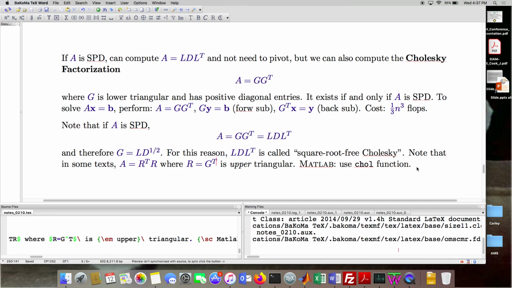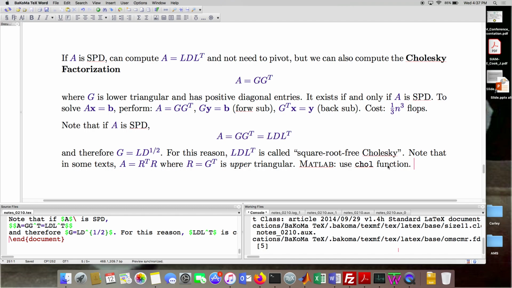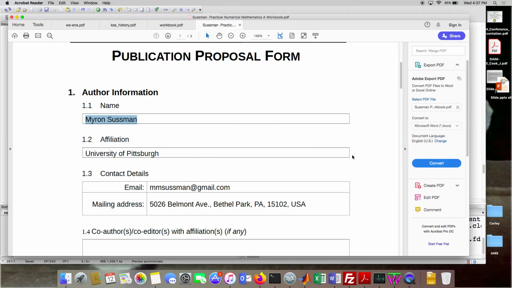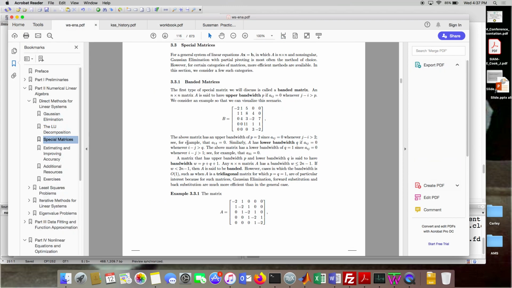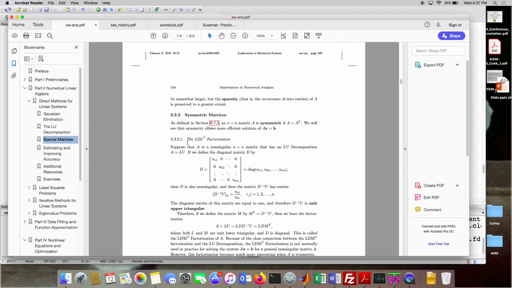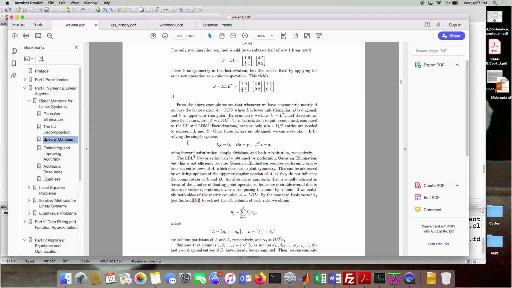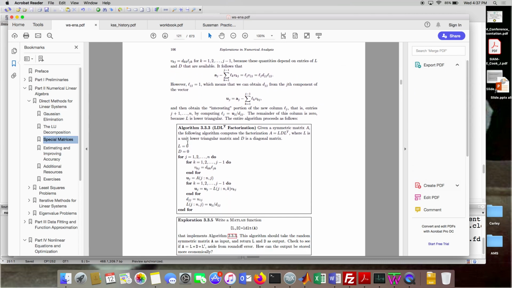Now I'll show you the algorithm real quick, but then we're going to actually carry out an example.